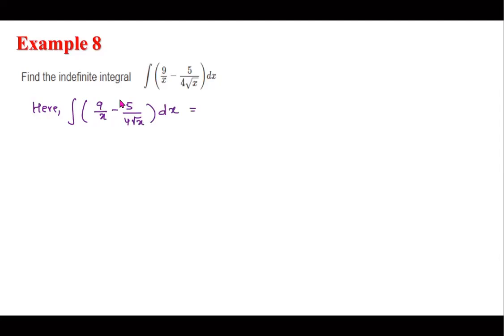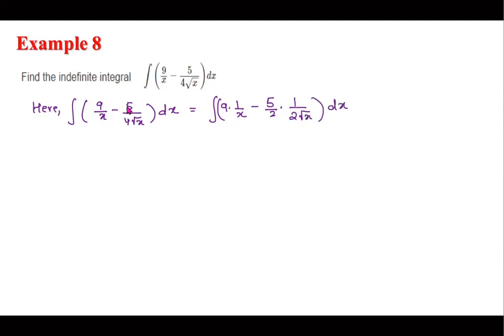dx. What I'm going to do is rewrite this function. So the first one is 9 over x. I'm going to write that as 9 times 1 over x, because I know the function whose derivative is 1 over x. That's why I'm writing it like that. And then minus this one, 5 over 4. I'm going to write that as 5 over 2, and then 1 over 2 times root x.